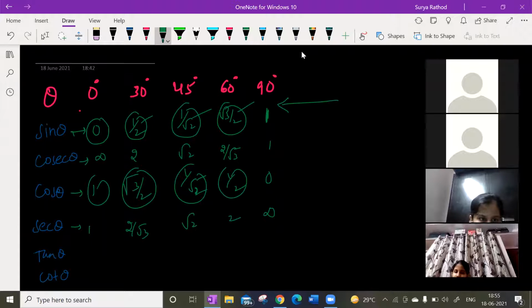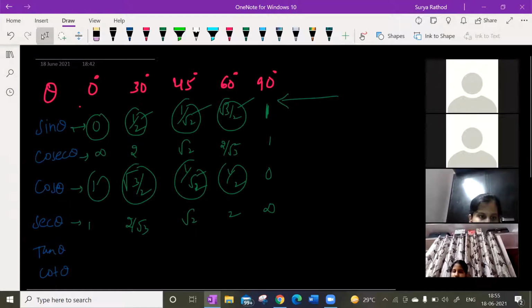Tan theta. Just tell me the tan theta values. 0, 1 by root 3, root 3. See, for knowing these, you must know radians and degrees first. Clear? Radians and degrees.